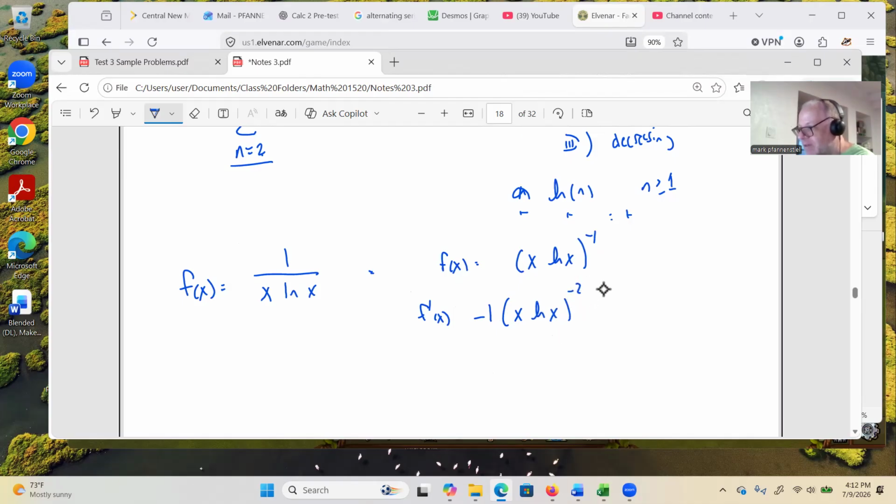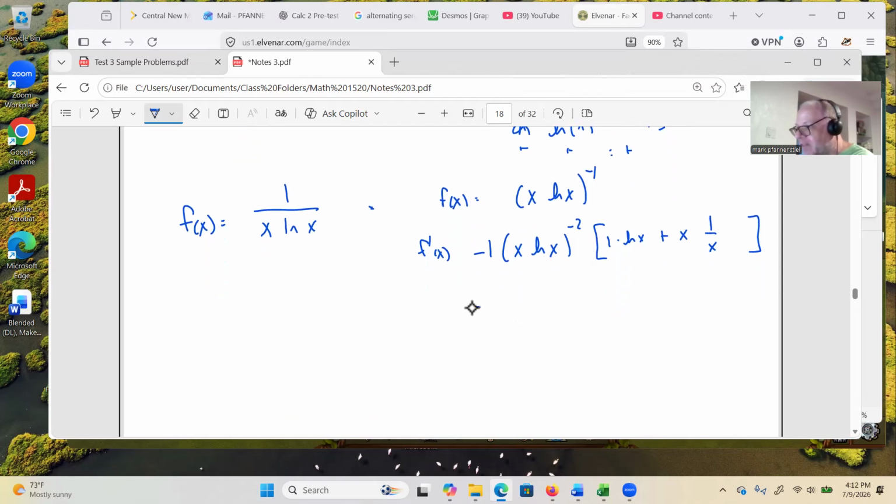Now we need the derivative of the inside, which is of course a product rule. So we have the derivative of the first, which is 1, times the second, plus the first times the derivative of the second, which is 1 over x. Let's simplify this a little bit. We end up with negative, parentheses, x ln x raised to the negative 2 power, times ln of x plus 1.